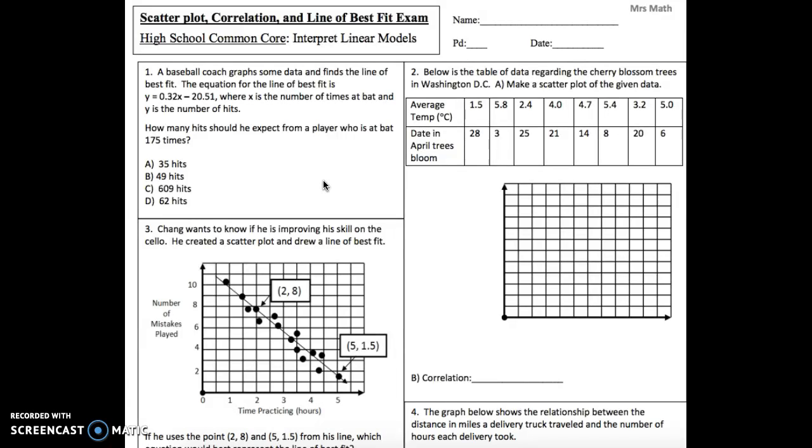On my calculator, I'm going to do 0.32 times 175, which is 56, and then minus 20.51. So 35.49. So I'd be selecting letter A right here.